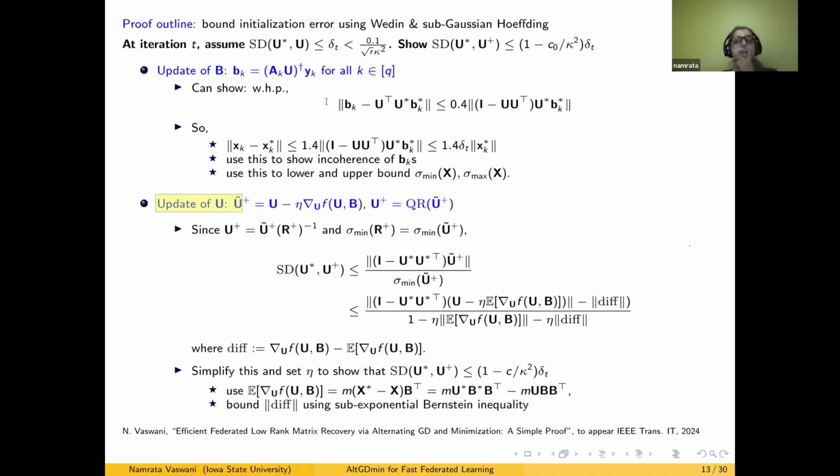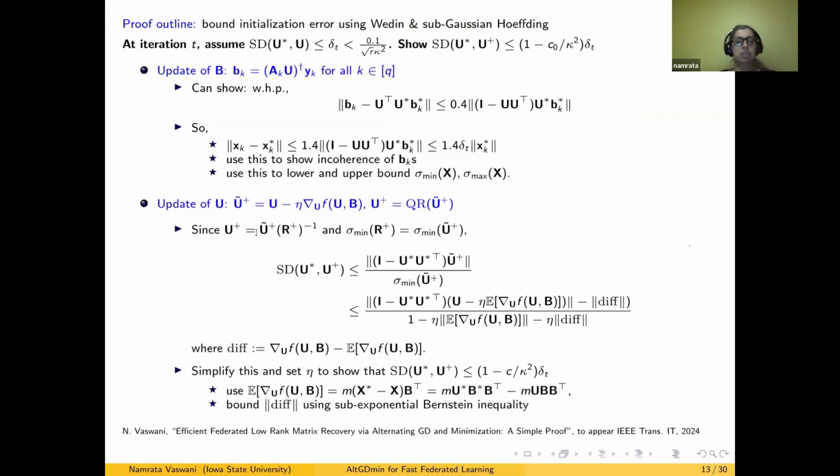To analyze the update of B, you're bounding the error between B and a rotated version of B star. So you cannot bound B minus B star. You instead need to bound B minus U transpose U star times B star, because of how B is being updated. And then the update of U is where most of the work is. The B step is fairly straightforward, and similar things were also done in our older work where we studied alternating minimization for the same problem. The update of U is where all the work was.